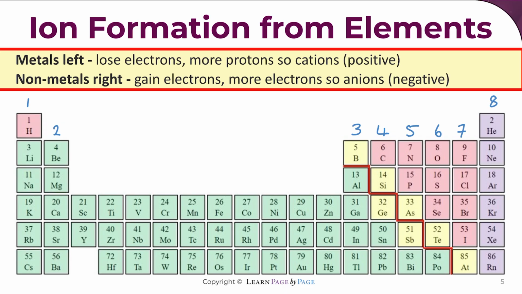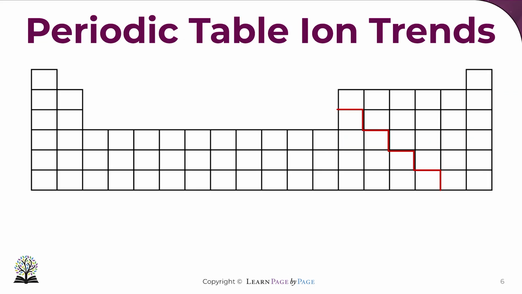Let's fill in a blank periodic table of ion trends, and that way we will look at the important ions we need to know in ionic chemistry. Here's our blank periodic table. Let's name the groups. So we have group 1, group 2. We're not going to worry about the middle here.